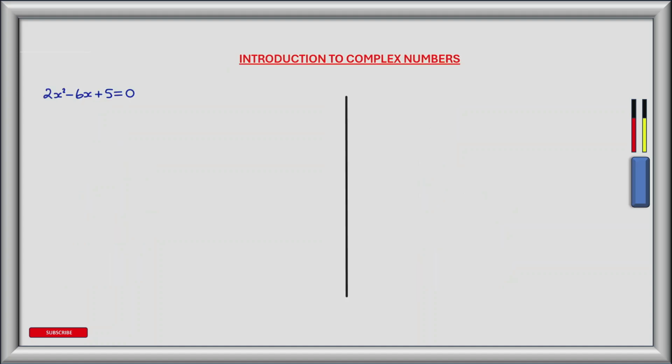Let's now take a look at how these techniques can be used to solve quadratic equations. Let's try and find the roots of the quadratic equation 2x squared minus 6x plus 5 equals 0. We'd normally expect our quadratic to have two roots. That's where the parabola shape it makes crosses the x-axis. Let's plot the graph of this and see if it's true.